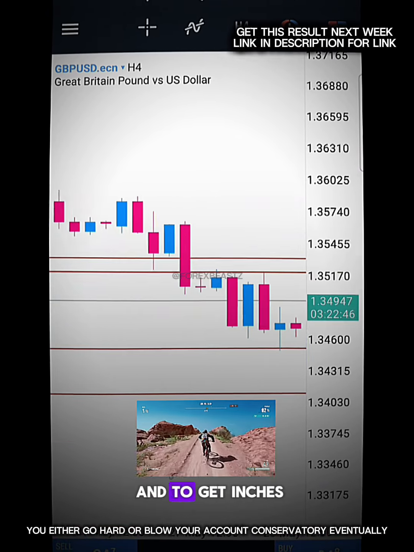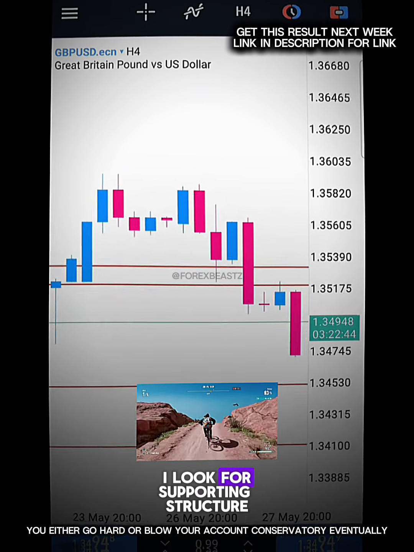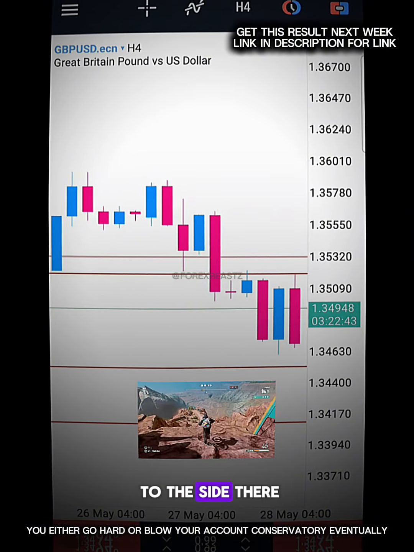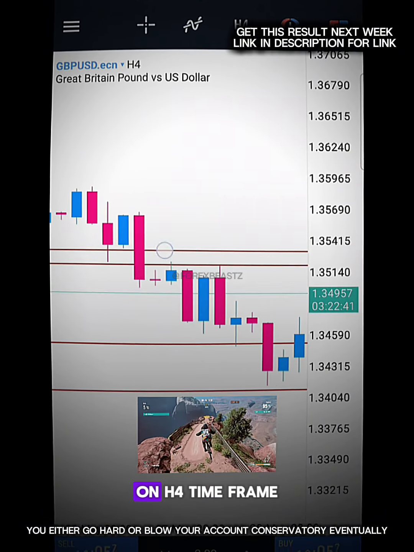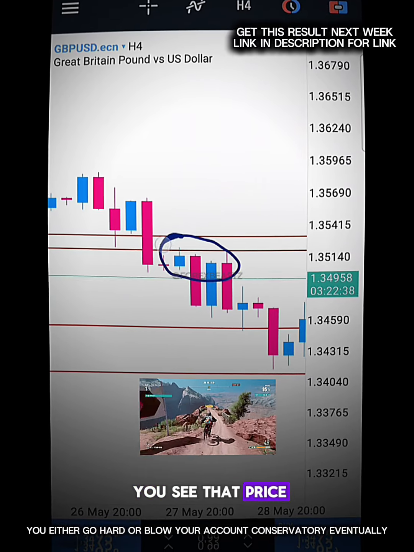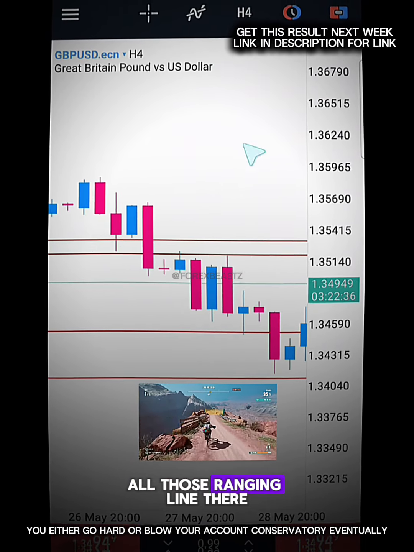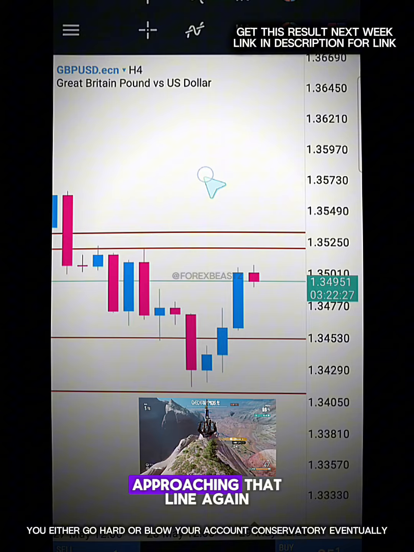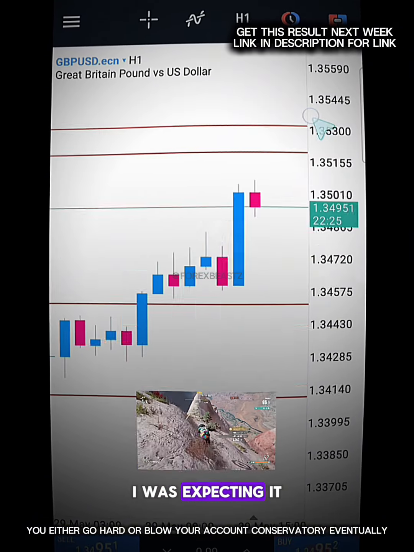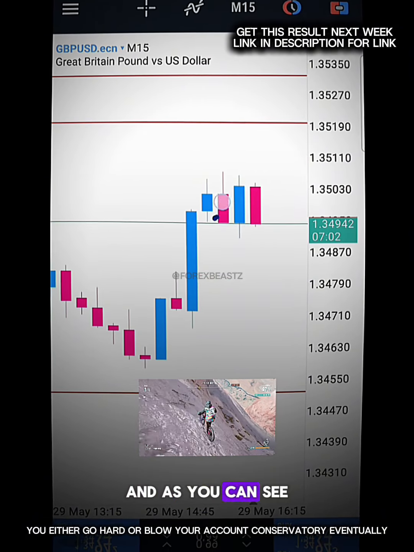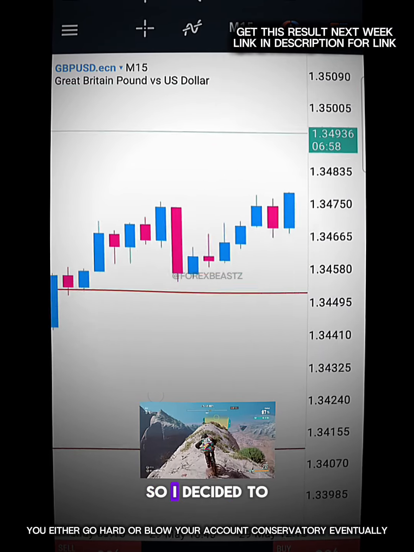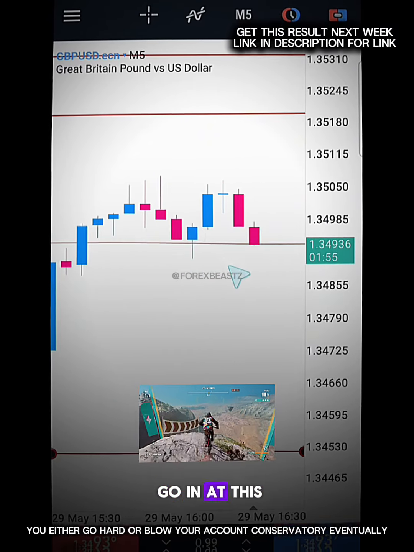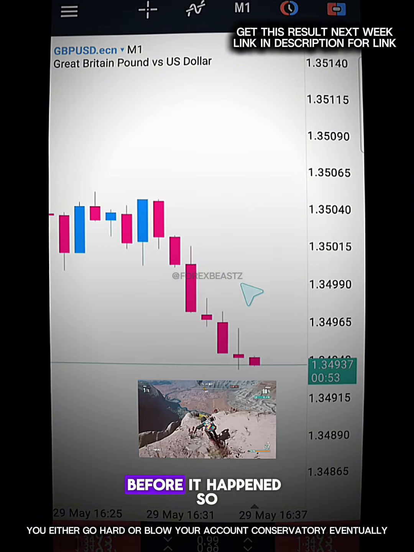And to get entries, what I did is I look for supporting structure. If you go to the site there, you will see a lot of things happening on each 4-hour time frame. You see that price was respecting all those ranging lines there. Since price is approaching that line again, I was expecting it to drop from that point. And as you can see, the 15-minute range is about to be taken out, so I decided to go in at this moment in time before it happened.